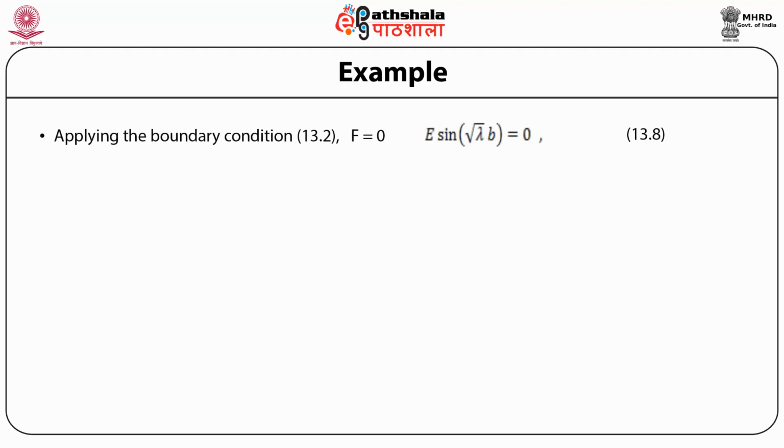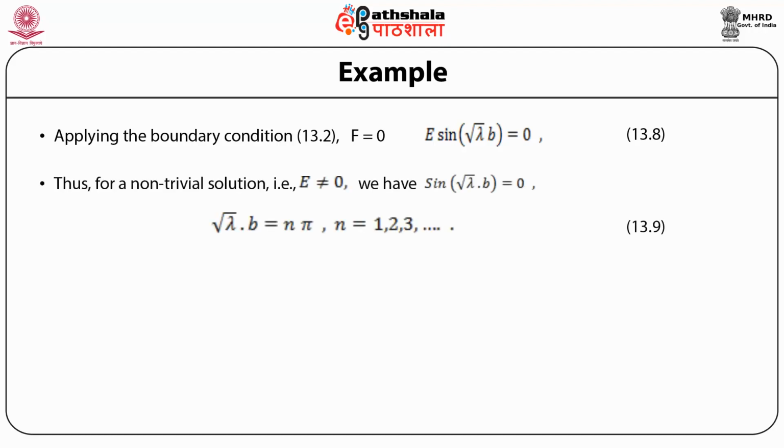Now applying the boundary condition at x equal to 0: when x is equal to 0, sine is 0 and cosine of 0 is 1, therefore f cosine of 0 is f. So this implies f is equal to y of 0, but y of 0 is equal to 0, therefore f is equal to 0, and we are left with e sine. Thus, for the non-trivial solution, e sine of under root lambda b must be equal to 0, or else e is 0, in which case you have again the trivial solution.